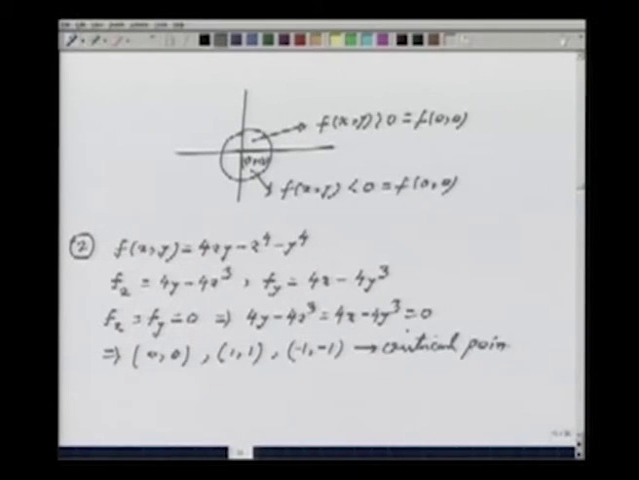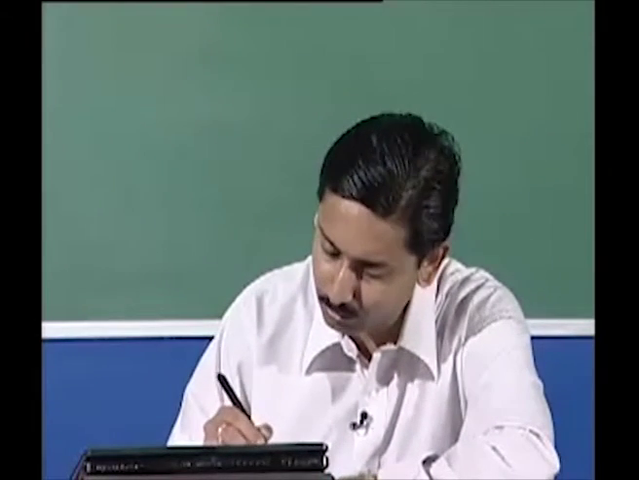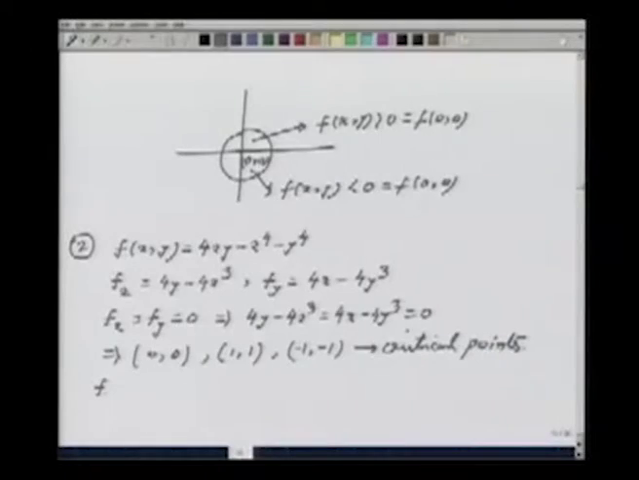This is easy to check. Now once I got hold of the critical points, I have to go to the next partial derivatives. That means now I need to calculate what is fxx. Well, fxx turns out to be minus 12x square. What is fyy? That is minus 12y square.